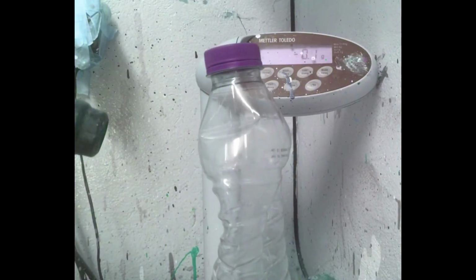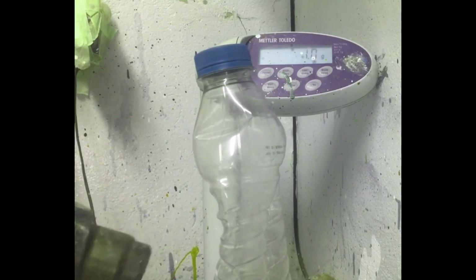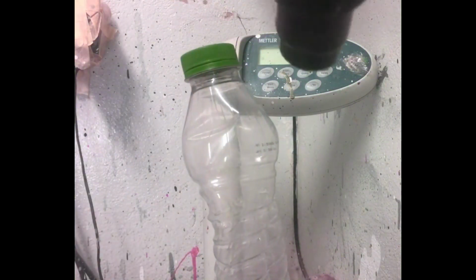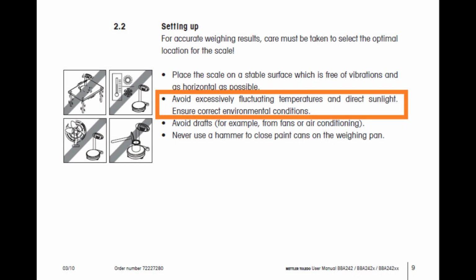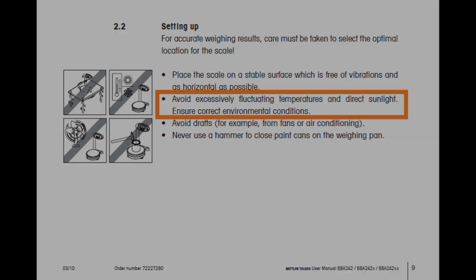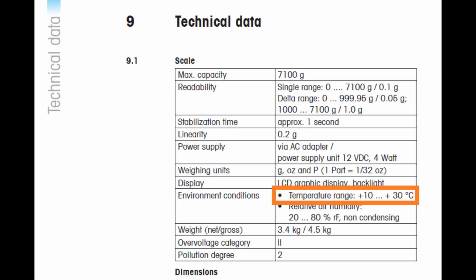Now, I won't mention that the first test only barely changed the measured weight by one division of the scales, nor will I mention that in the second test he blasted a lot of hot air on the pan of the scales, potentially heating up the electronics. Of course, there's absolutely no way that could affect the result, because the user manual for the Mettler Toledo BBA 242 series of paint scales certainly doesn't say, on page 9, to avoid excessive fluctuating temperatures, nor does it say on page 24 that the correct operating environment of the scales is 10 to 30 degrees Celsius.